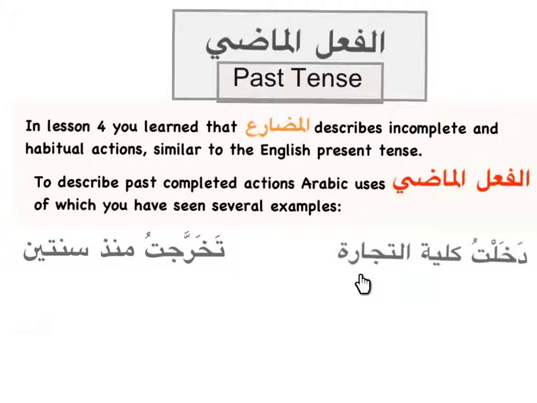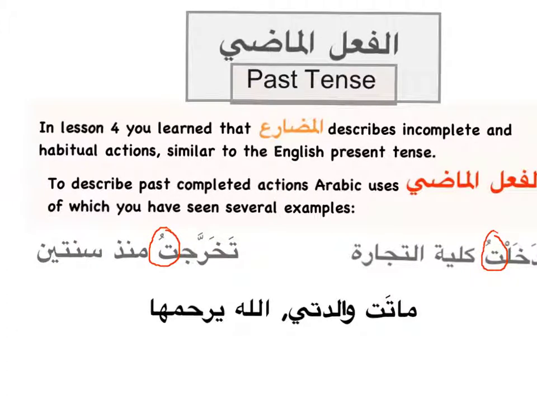دخلت كلية التجارة. دخلت, as you see, is in the past tense. It's a فعل ماضي. دخلت, I went to, I got accepted to. And تخرجت منذ سنتين, I graduated 2 years ago. تخرجت is in the past tense, فعل ماضي. And finally, ماتت والدتي الله يرحمها. ماتت, she passed away, in the past tense.